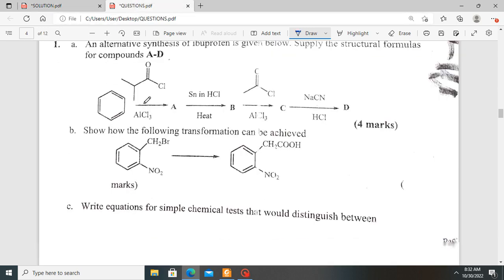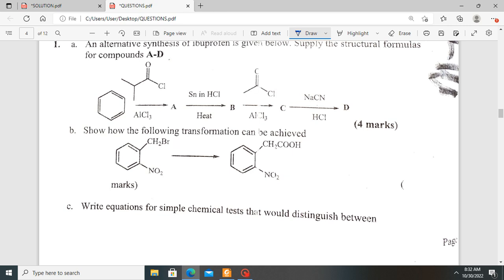The next question: you have to show how the following transformations can be achieved. From this to this, the only change here is the conversion of the halide to a carboxylic acid. If you want to convert from halide to carboxylic acid, you first have to change this one to a Grignard reagent, then you carbonate it, or you can add sodium cyanide, then you hydrolyze it.